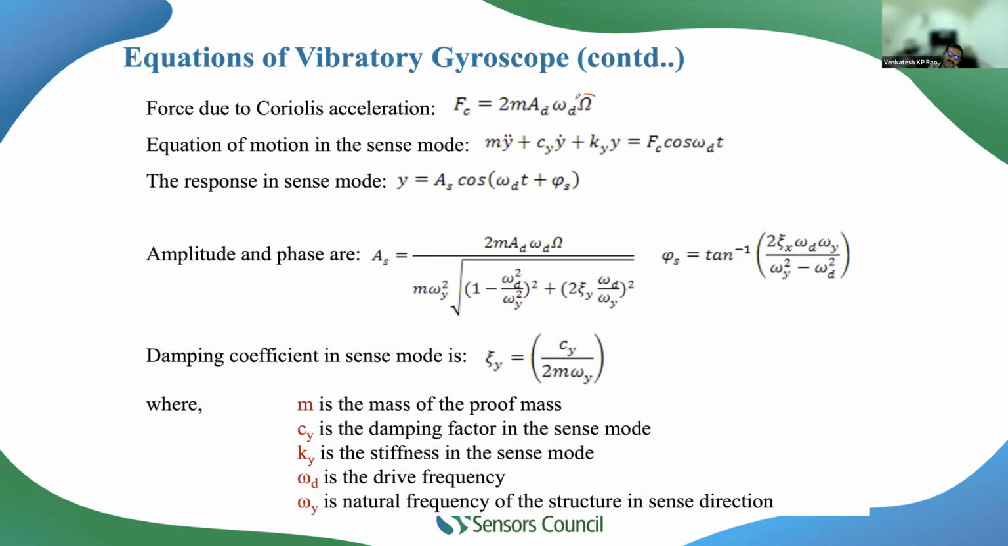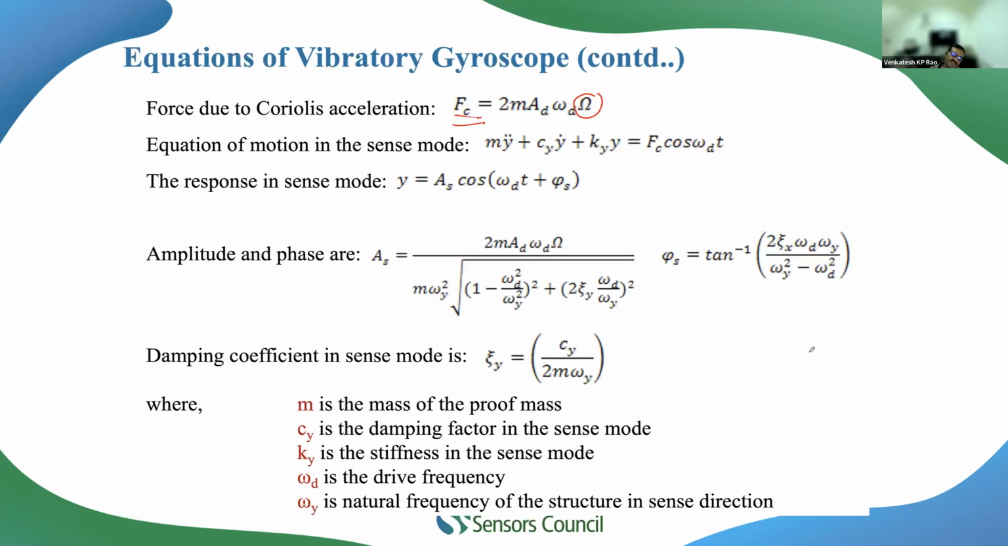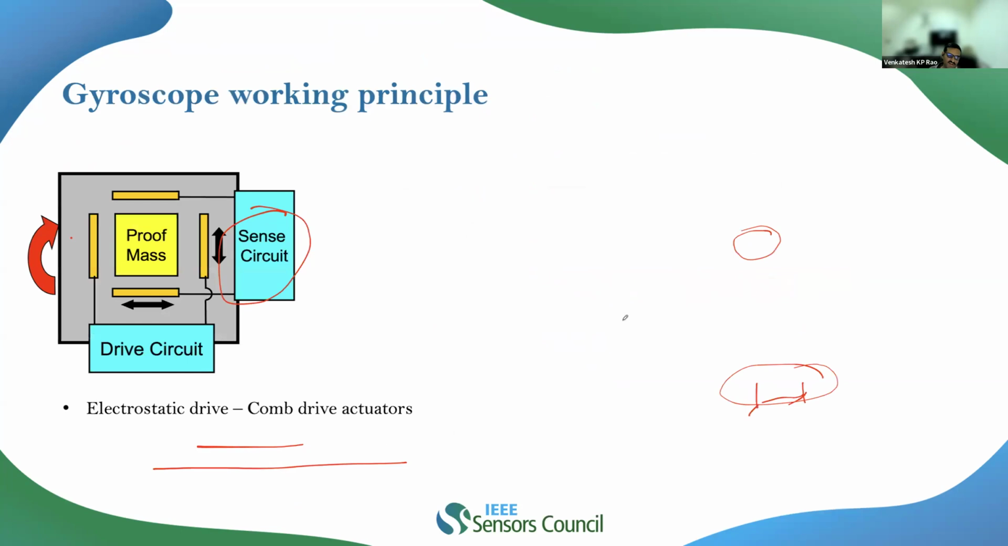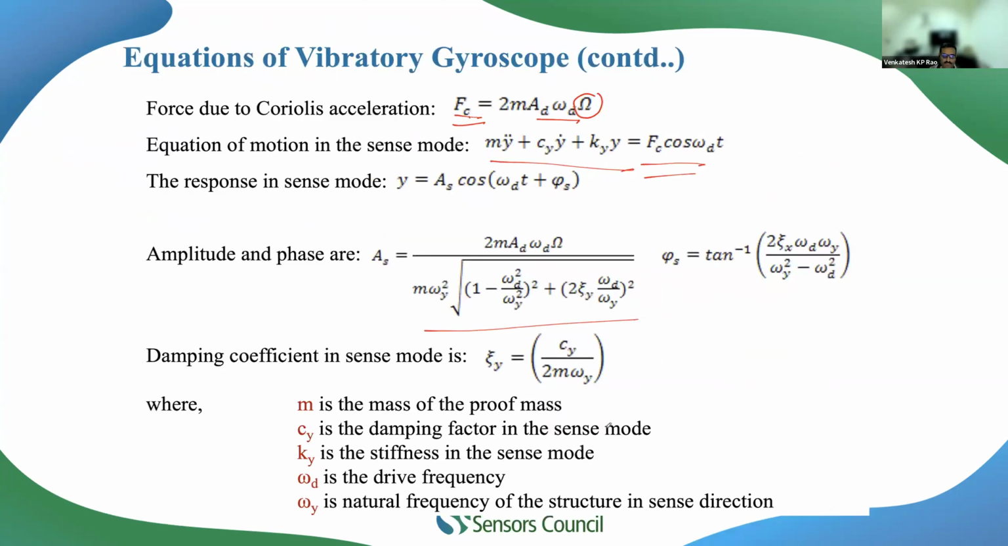Now, when there is an input angular rate omega, it will create a Coriolis force. Since AD is the amplitude, omega d AD will be your velocity. So 2m omega crossed with the linear velocity is this, right? That will be the Coriolis force, which will act in the sense direction. From this, you can evaluate the sense displacement. That again goes back to the expression I had written earlier, which is this. From this, we are obtaining all of them, right?